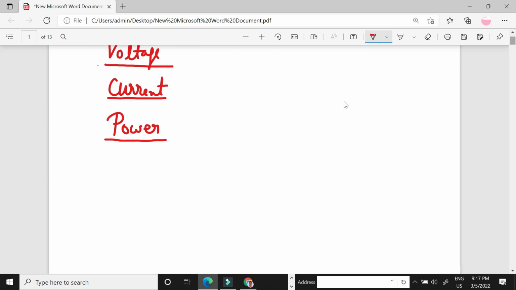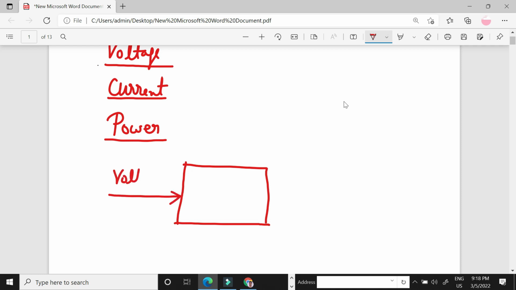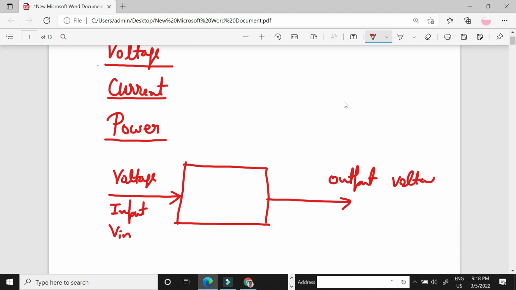So in case of a voltage amplifier, the input will be the input voltage V in and the output voltage V naught. Okay, and this is a voltage amplifier.